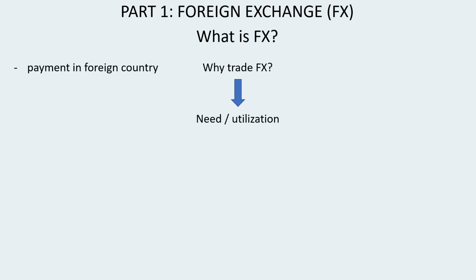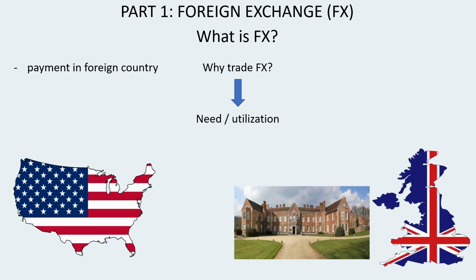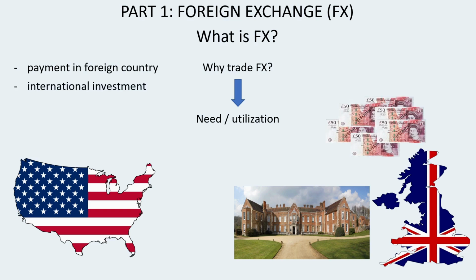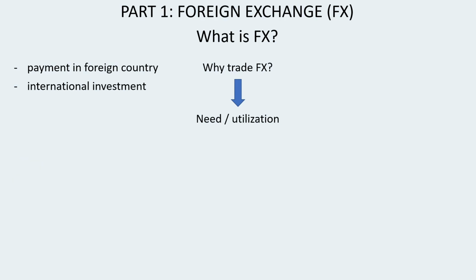Another example, an investor from the US wants to buy a house in England. The investor will need sterling pound. To buy sterling pound, the investor sells the dollar in order to get the sterling pound needed to make this investment. So the second reason is international investments.